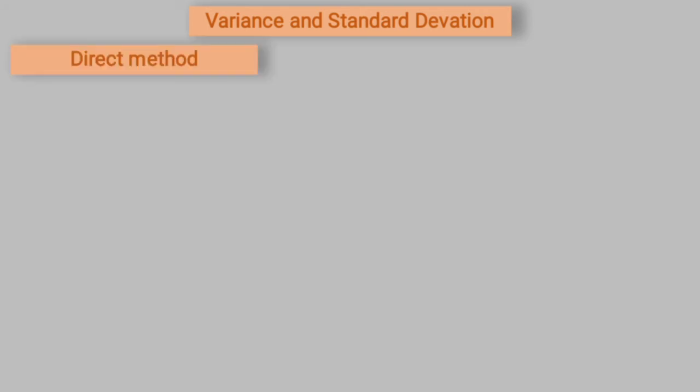This is the variance. Now I am going to tell the formula separately for the direct method, assumed mean method and step deviation method. For the direct method, the formula is sigma x square by n minus x bar the whole square. For standard deviation, simply, we have to take the square root. First we need to find the variance and then take the square root. This is the formula for the direct method.